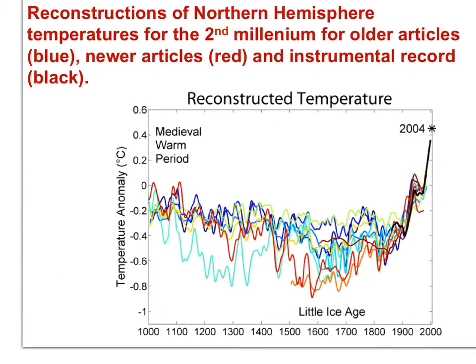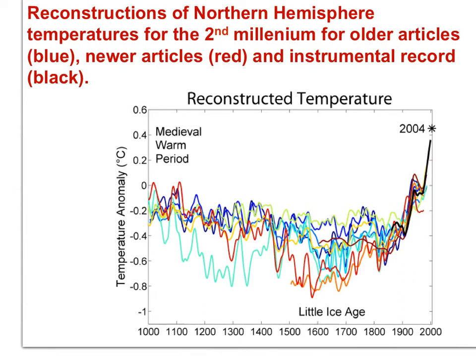So various scientists have attempted to reconstruct Northern Hemisphere temperatures over the last 1,000 years or so, and each of these curves seen here represents a different reconstruction. And you can see how different the reconstructions are. But the question is, which one is most accurate? The most recent research is represented by the red line, and according to the red line, temperatures are rising as we approach the year 2000.